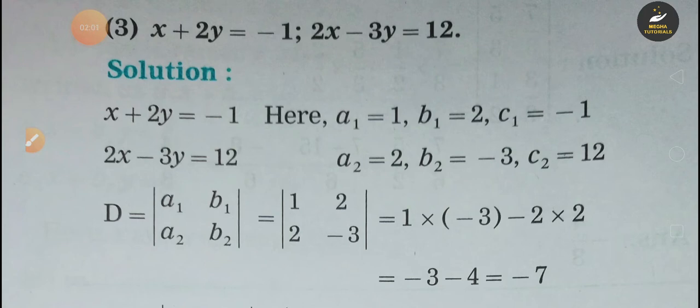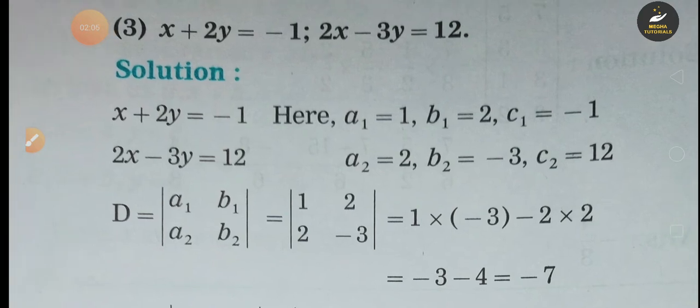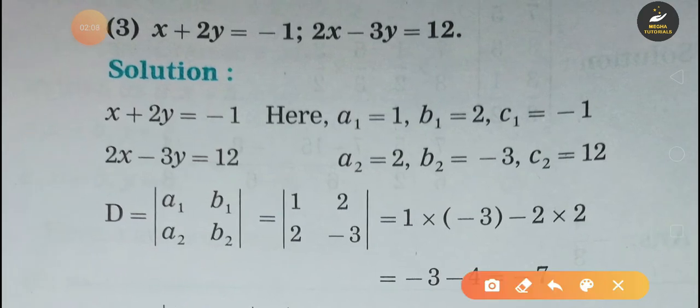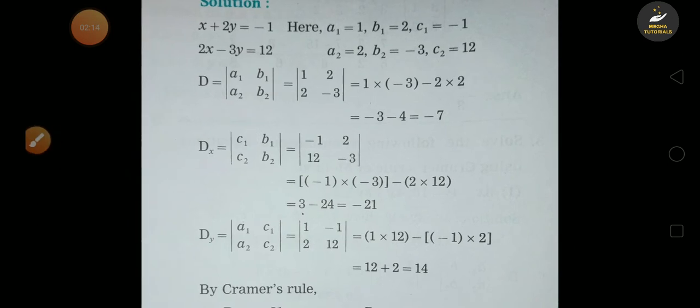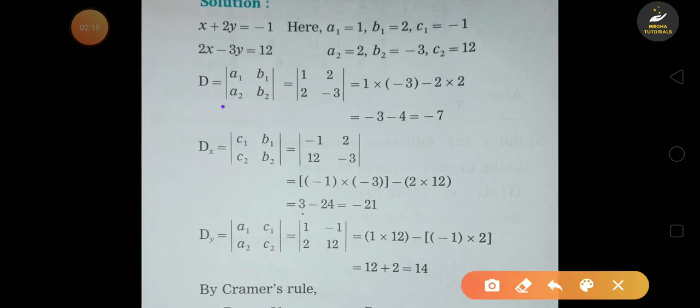equal to 12, equation 2. Both equations are in the standard form. So let's move ahead with the values of a1 b1 c1 and a2 b2 c2. Okay, then using the formulae of d, dx and dy. So d is a1 a2 b1 b2, dx is c1 c2 b1 b2, and dy is a1 a2 c1 c2. Then we substitute the values.